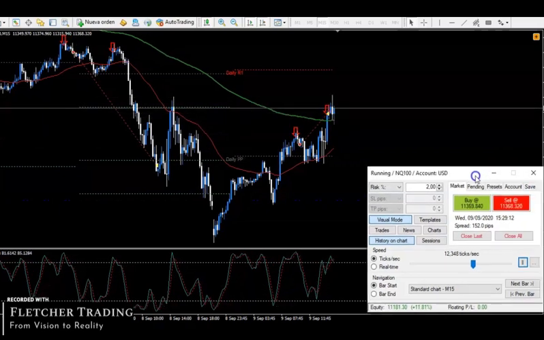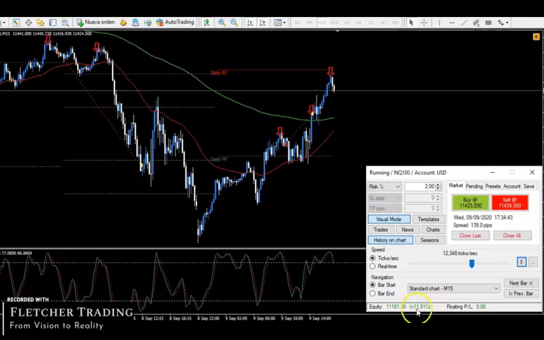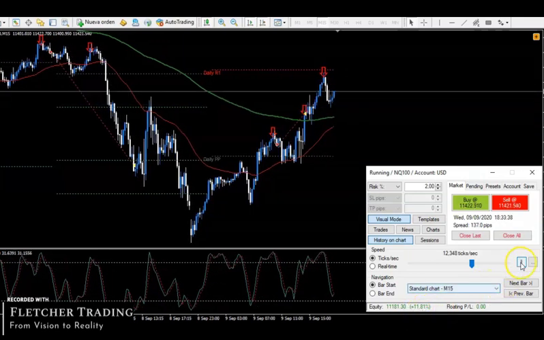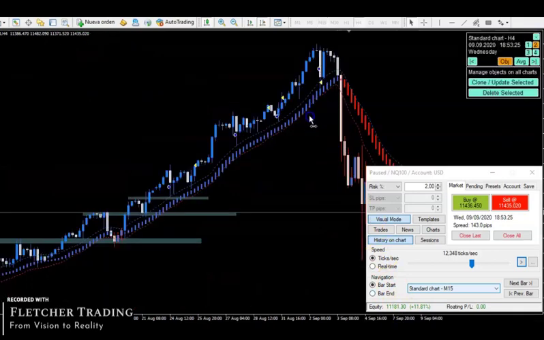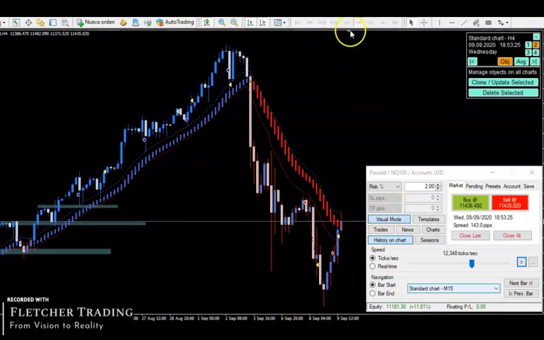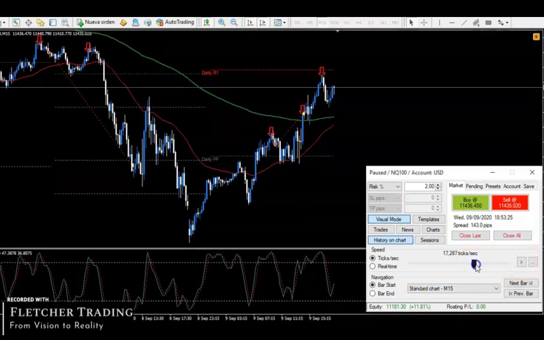Okay, we've just been stopped out of this position. This is now our second loss, but we're still up just under 12% on the account. So now price is starting to move up above the 200 moving average. So this looks like we could be moving back into an uptrend here. So let's see how this plays out.